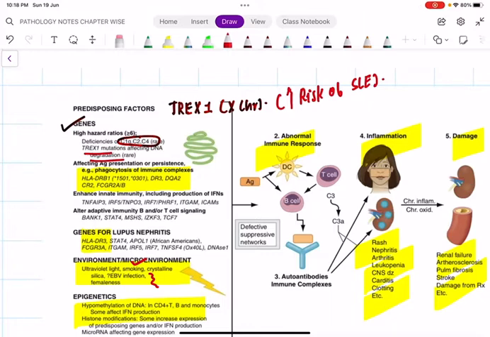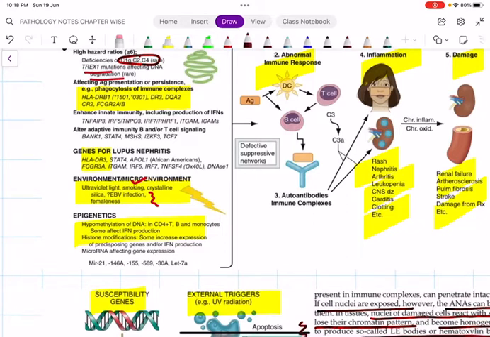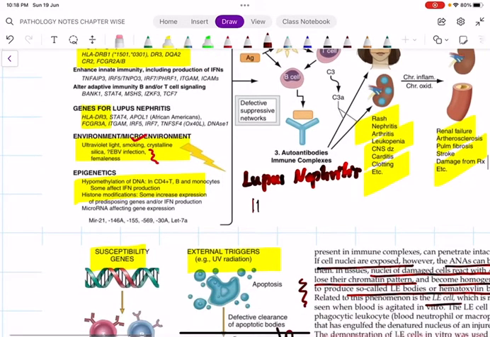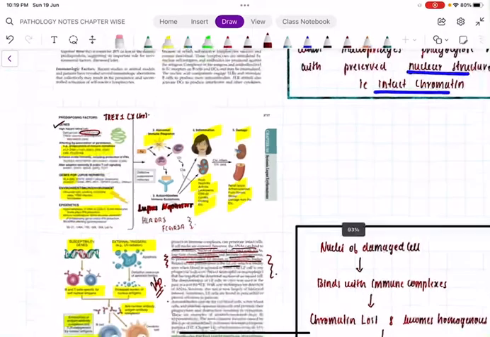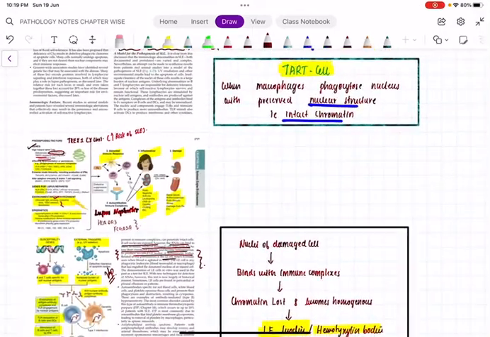Then for lupus nephritis, this is another important question they have asked. HLA-DR3 and FCGR3A. These are the two genes which are associated with increased risk of developing lupus nephritis. So these are some of the important points that I missed in the last class, and that's why I have reinforced them again.